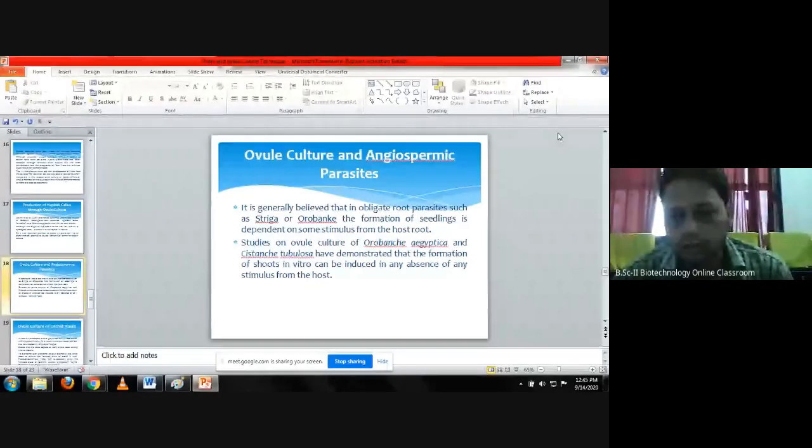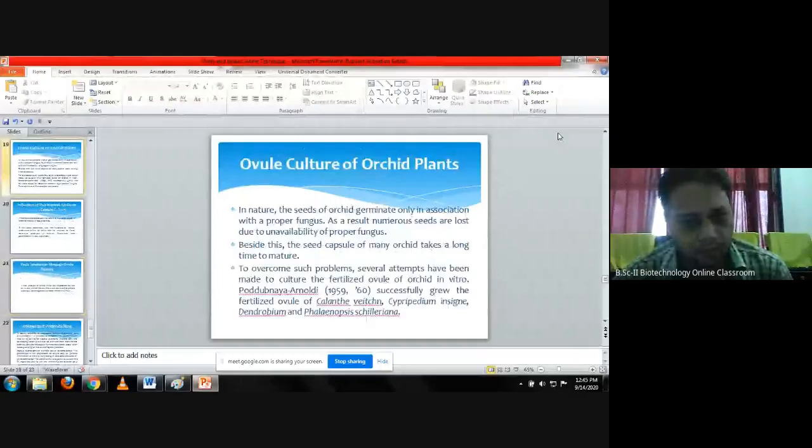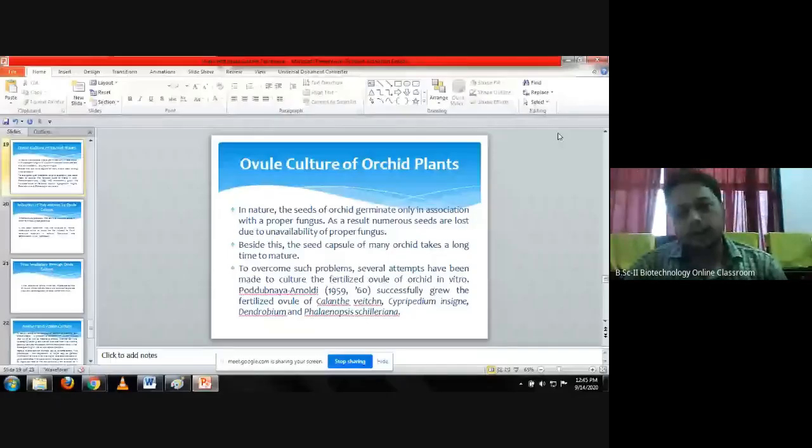Then ovule culture of orchid plants. In nature, the seeds of orchid germinate only in association with a proper fungus. Orchids, if you look at them, are epiphytic. They will grow on a substrate. It may be bark, huge trees, stone or wall.